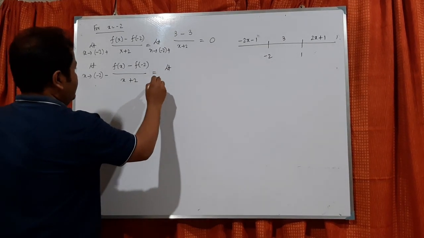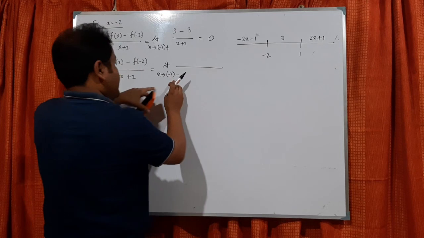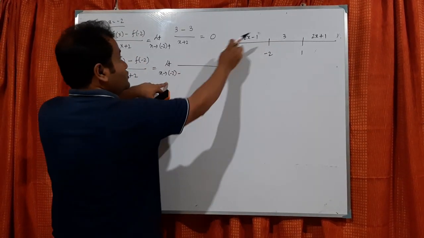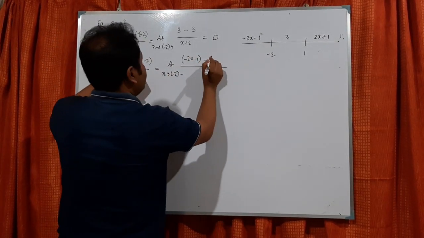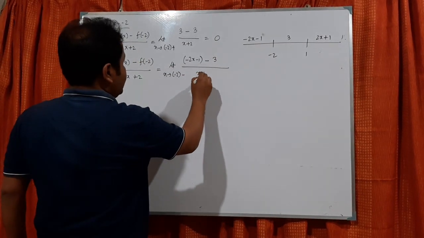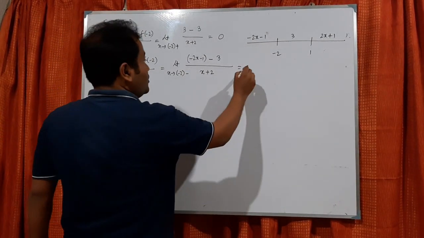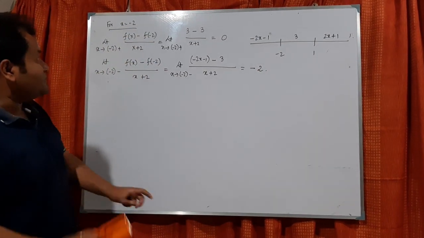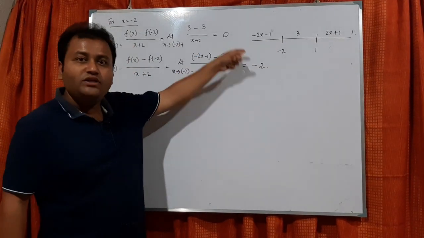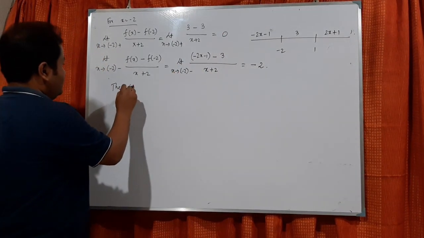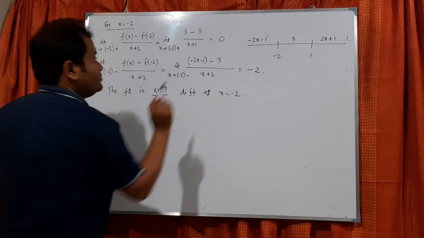So it should be limit x tends to minus 2 minus. That means we are going from the left hand side of minus 2, so f(x) should be minus 2x minus 1, minus f(minus 2), which will be 3, divided by x plus 2. Okay, so if you just simplify you get minus 2x minus 4, so if you just divide it should be minus 2. So now we have seen that the left hand side limit at minus 2 is minus 2 and the right hand side limit is 0, which are not same. So the function is not differentiable at x equals to minus 2.